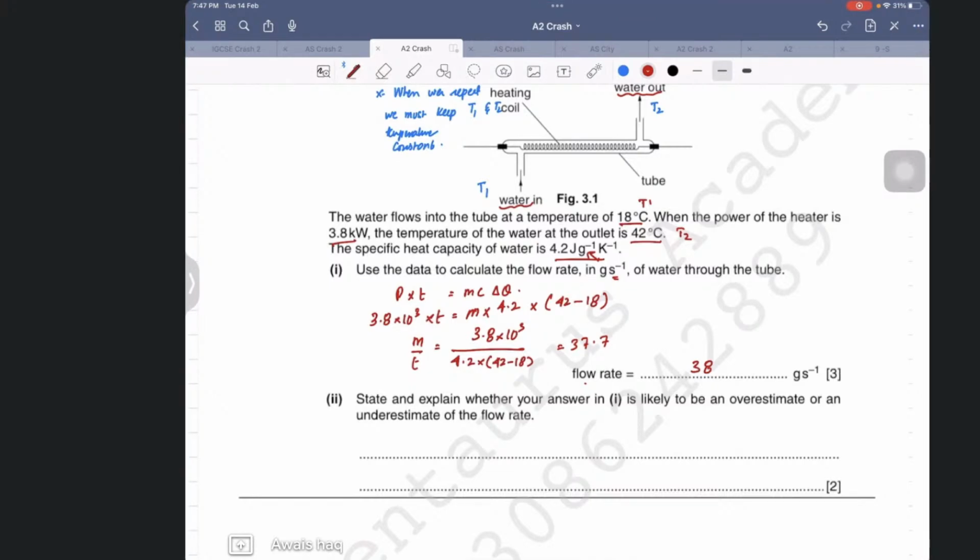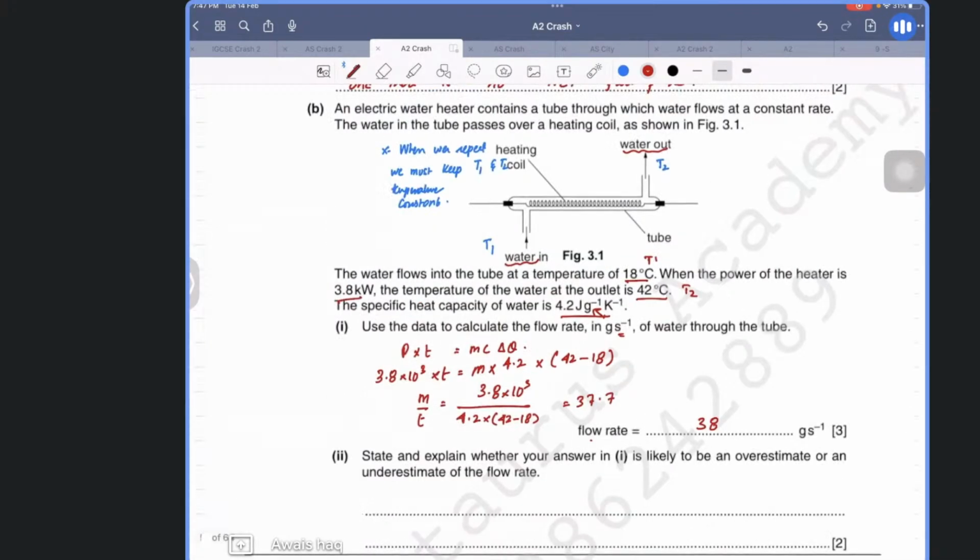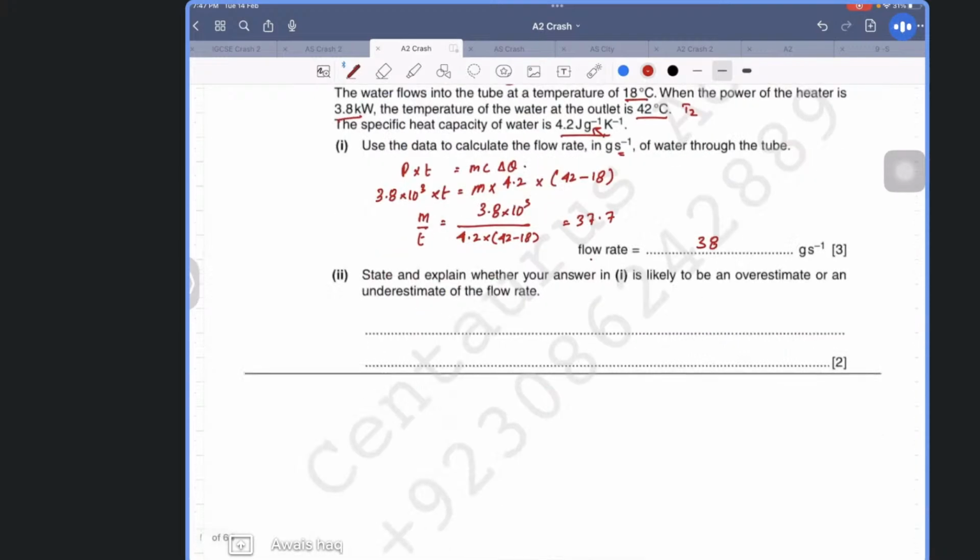Overestimate. So overestimate probably. Okay, so what's happening here? We need to understand that the power of the heater not only goes into the water, but also some energy is being lost because it is not entirely isolated, right? Insulated. So the power of the heater is going into two things: heating of water plus heat loss to surroundings. So this is our equation, right?